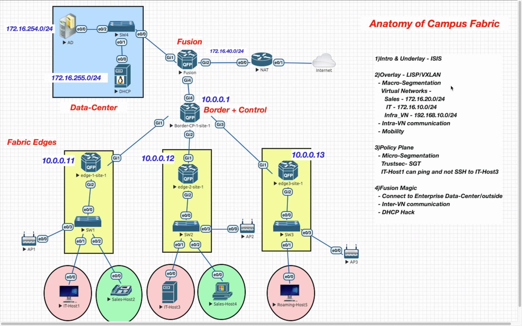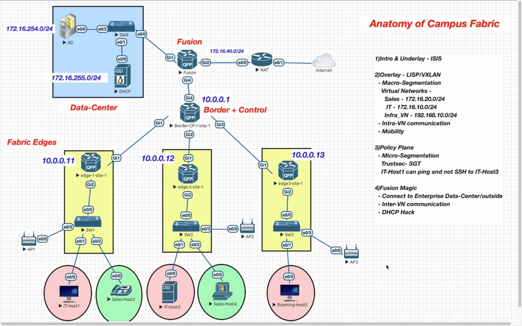We have set up the overlay as well with all the LISP VXLAN, the macro segmentation, the intra-VN communication was achieved. We saw the mobility as well. Then we set up the policy plane with the SGTs, and in the Fusion we have done the whole BGP peerings. Then we went about connecting our VNs to the external world, right? We connected our sales and the IT VN to the enterprise data center, and also to the outside world, that is basically the outside internet.